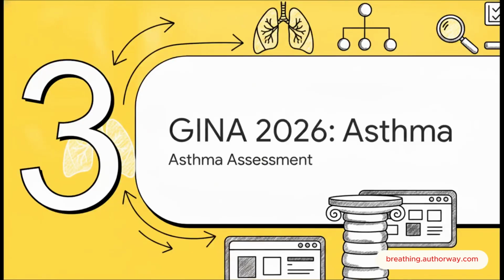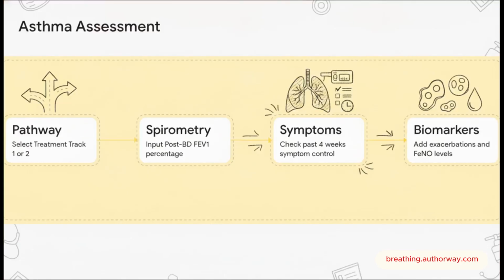Moving right along to Section 3, GINA 2026 Asthma Assessment. Now, the interface here is designed around 4 beautifully simple steps. You're not going to be digging through complex nested menus. Step 1, the user simply selects their preferred treatment pathway. Step 2, you literally just slide a bar to input the patient's post-bronchodilator FEV1 percentage from their spirometry. Step 3, check off their symptom control over the past 4 weeks. And Step 4, punch in their exacerbation history along with specific biomarkers like blood eosinophils and FeNO. And that's it. Real-time, evidence-based recommendations pop up immediately.